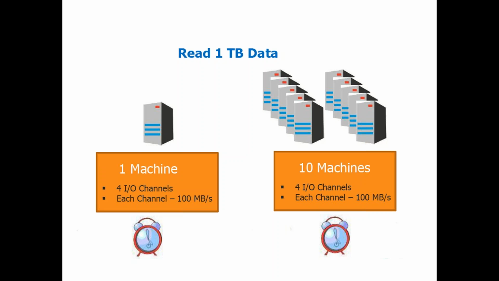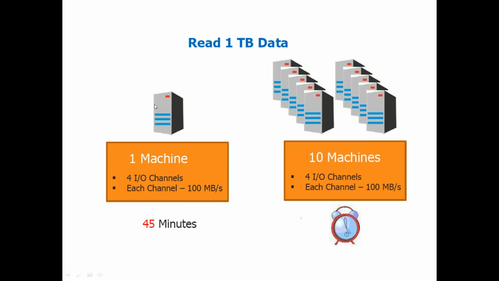Take the example that I want to read 1 terabyte of data with a single machine. Each of my channels is 100 Mbps, and I'm having 4 I/O channels. If I'm doing the same thing with 10 machines to read 1 terabyte of information, which would be faster? If one machine takes 45 minutes to read 1 terabyte of data, 10 machines would each take only a tenth of the data to complete that reading.